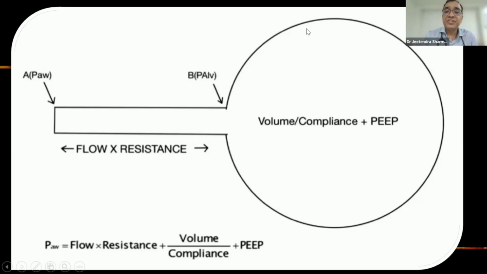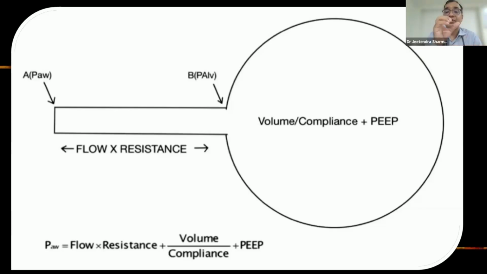And the pressure which is constantly being applied during inspiration and responsible for the expansion of the alveoli is called plateau pressure. That's why the lung condition is directly represented by the plateau pressure, whereas the resistance is represented by the peak pressure. And because this resistance is from the ventilator, even your endotracheal tube comes into this tubular structure. So everything is the same.